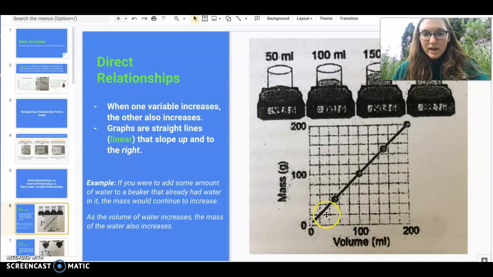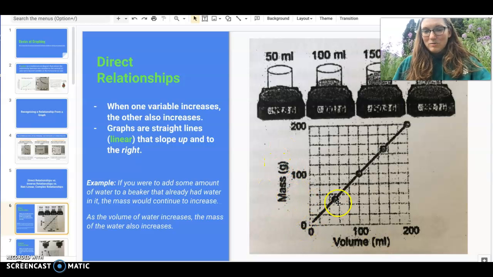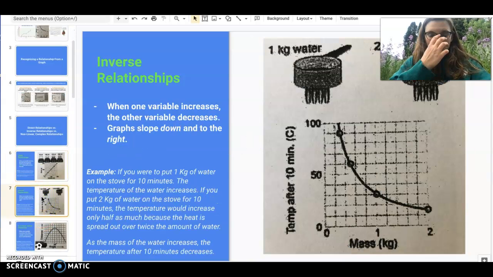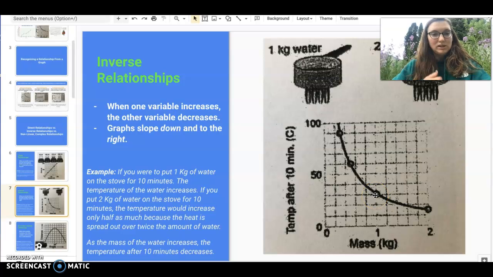So a direct relationship, like I said, is a positive slope. The more volume there is, the more mass there is. Think about a pint of milk versus a gallon of milk. The more volume there is, the more mass is going to be there, the heavier it is. Straight lines, linear, slope up and to the right. Then we have inverse relationships, and an inverse relationship is a negative slope to a line. When one variable increases, the other variable decreases. Down and to the right.